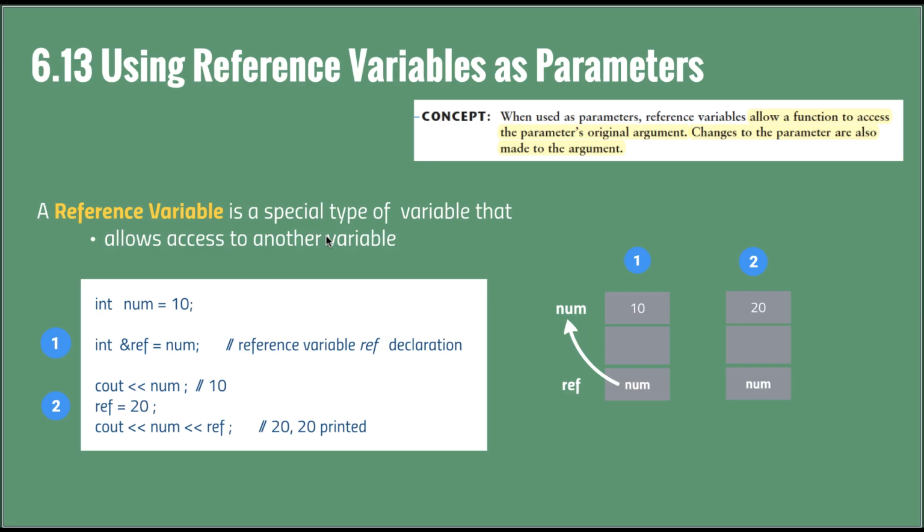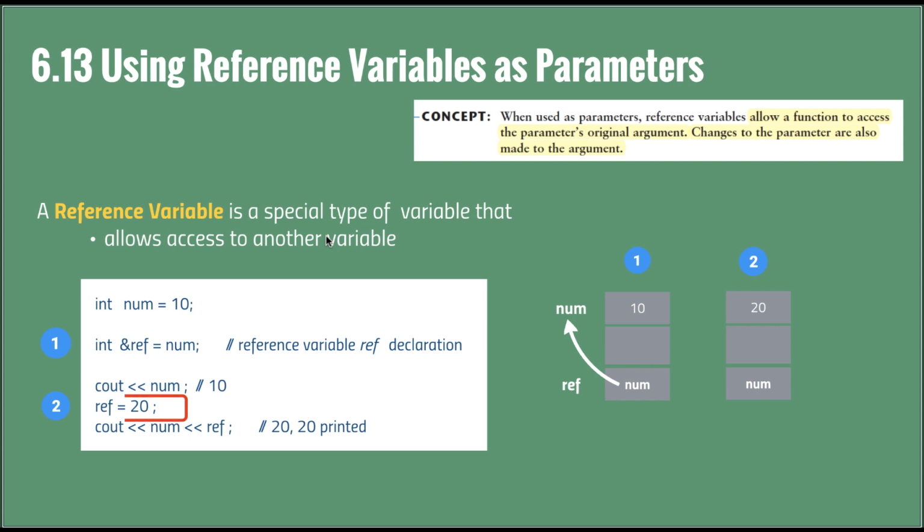Now let's take a look at the concept of a reference variable. A reference variable is declared with the ampersand operator. At this time, the reference variable has the pointer to the variable num as a value. Hence, now we can access the variable num by using the reference variable.